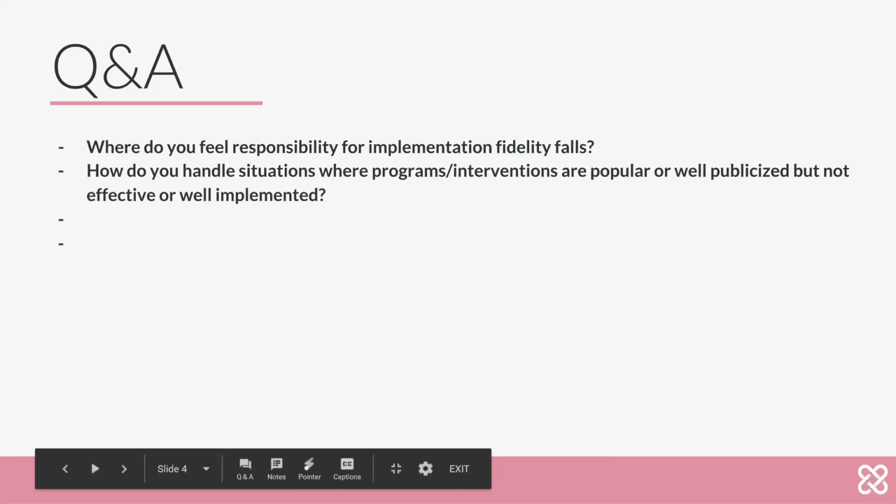And for the second question: how do you handle situations where programs or interventions are popular or well publicized but not effective or well implemented? Oh yeah, well, we have many of those on our campus. I usually ask them, does your program work? Is it effective? And see the response to that. And if they say it's effective, I'll ask, well, what evidence do we have for that? Because I'd like to go out and talk about how your program is effective. Do we have evidence of students knowing more or being able to do more things? And could you tell me what those are so I could publicize those?